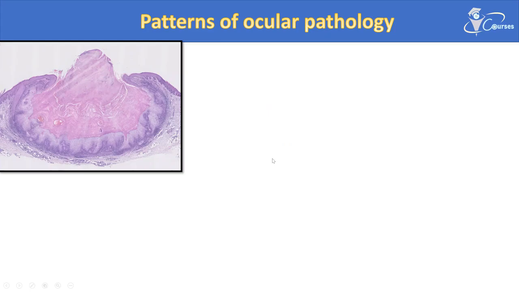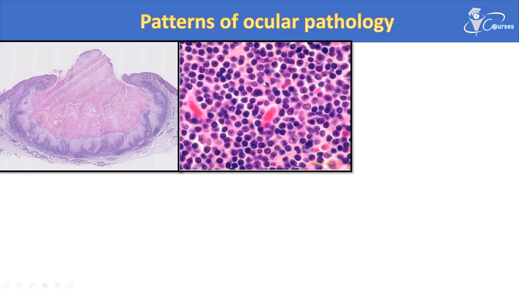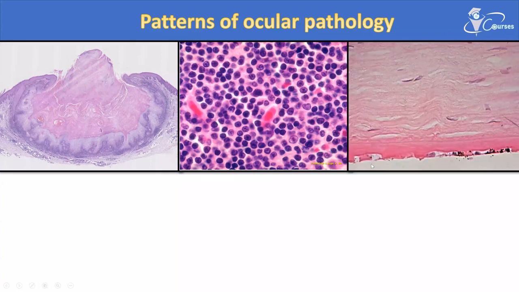The next pattern is the presence of multiple blue balls. These blue balls are called a sheet of lymphocytes, and this is the pattern of B-cell lymphoma. There is a high proliferation of B cells. Another pattern is the presence of corneal tissue with corneal edema and the presence of multiple excrescences on the back surface of the cornea. So this patient has Fuchs endothelial dystrophy with the presence of corneal guttata.